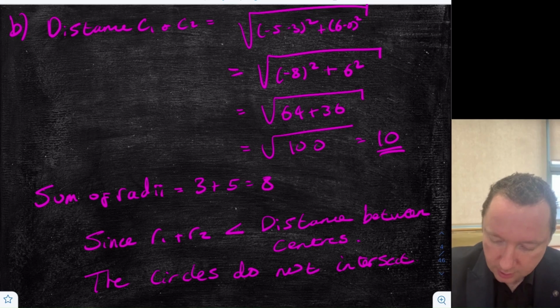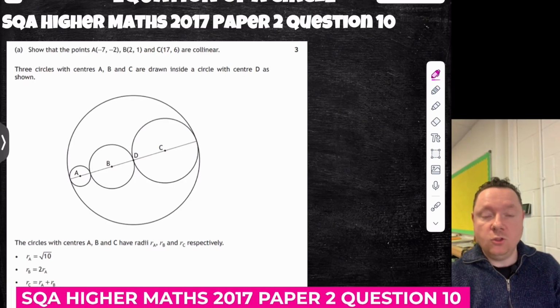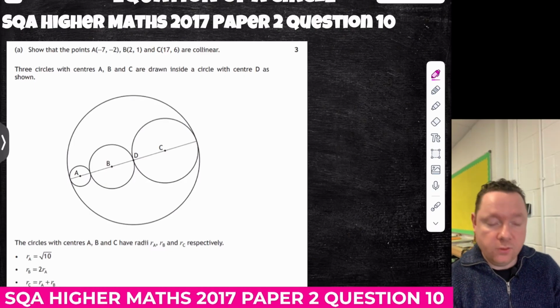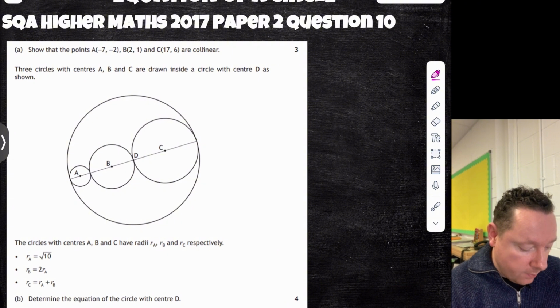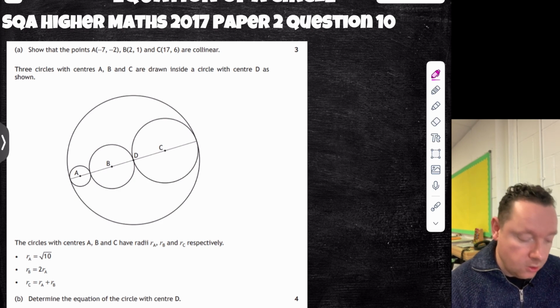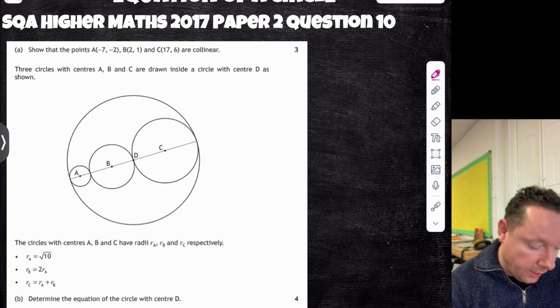And we're done there. Basically, Higher Maths 2017, Paper 2, Question 10 on equation of a circle. It says show that points A, B, and C are collinear. And then it says they're drawn inside a bigger circle, and it tells you some radiuses. You have to determine the equation of the bigger circle with centre D. So let's tackle part A first, collinearity.